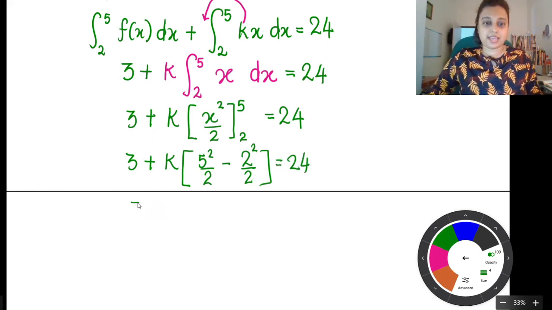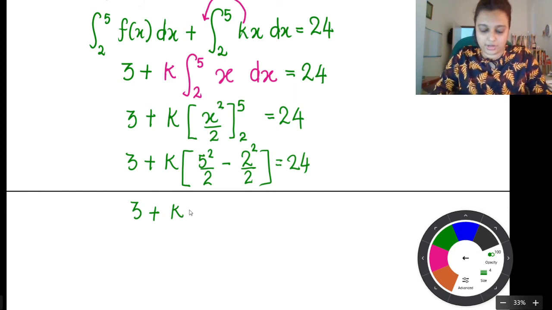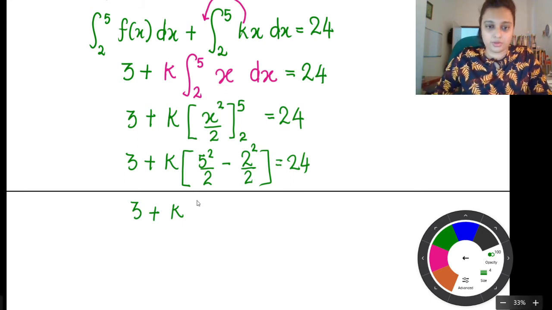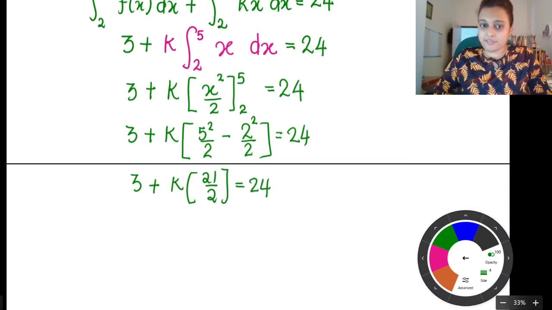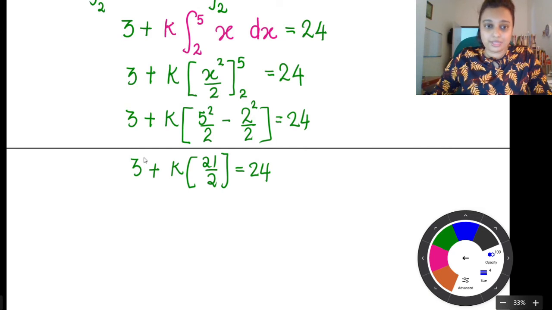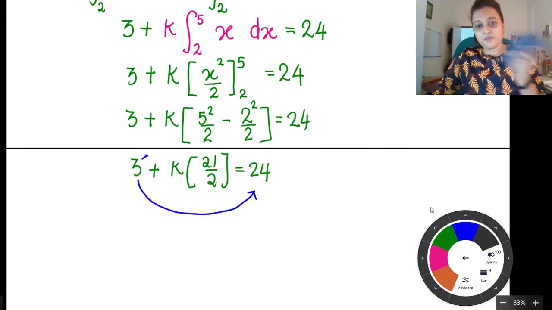So let's solve inside the bracket. So we will get here 25 over 2 minus 4 over 2. So we'll get 21 over 2. Okay, so now we can solve and find the value of k. So the 3, pindah pergi belakang, transfer, move to the back.